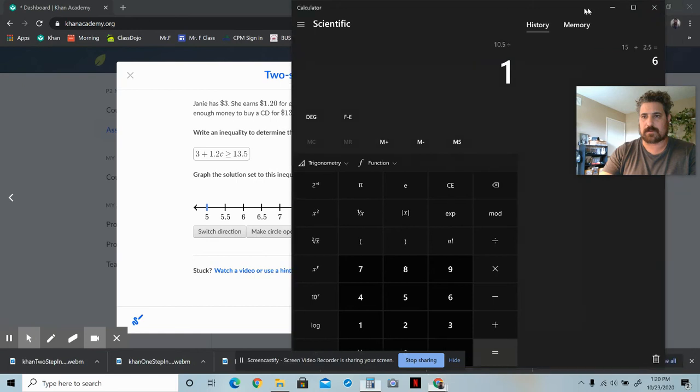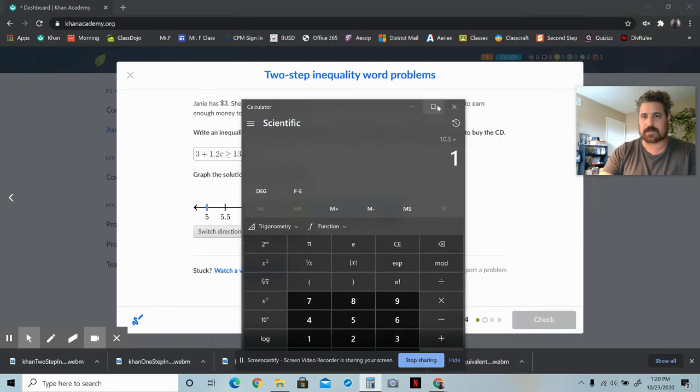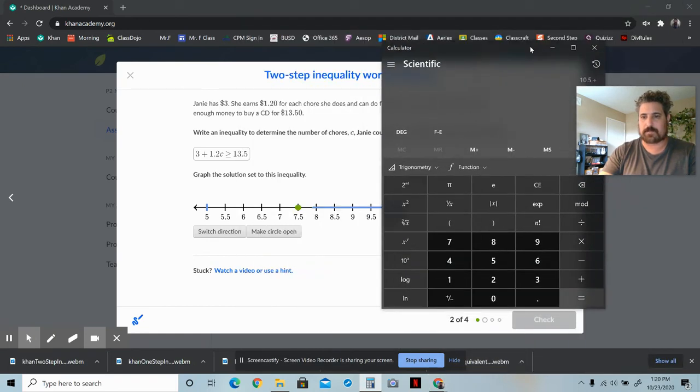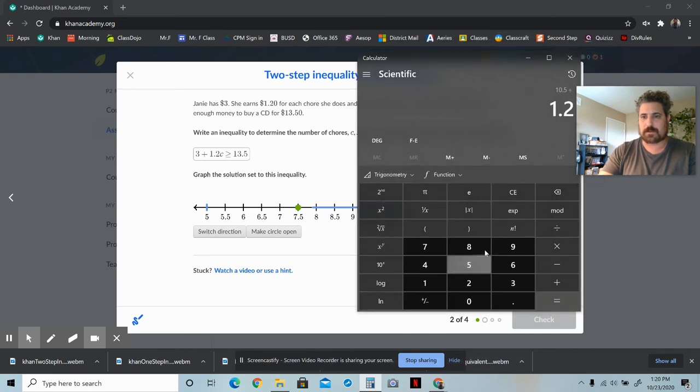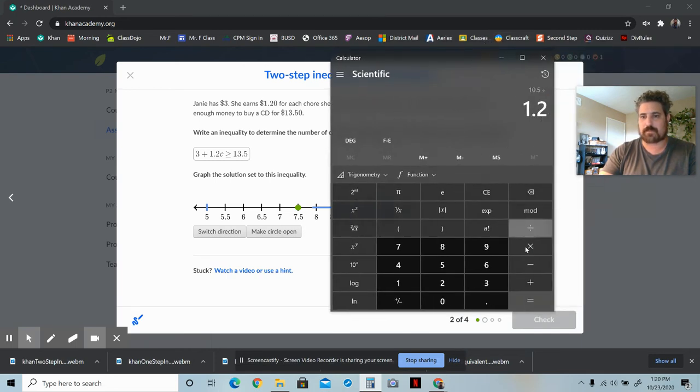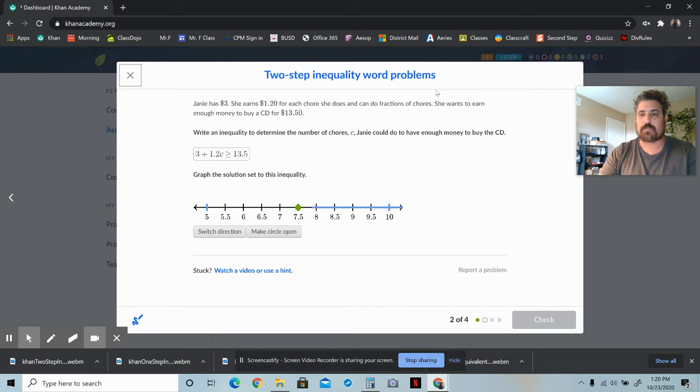Let me see if I can do that in a smaller way so it's a little easier for you guys to see. All right, you're going to divide that by the 1.2. So what we get is 10.5 divided by 1.2, and that's going to be 8.75. So what that's telling you is that she needs to complete 8.75 chores to get the amount of money she needs for this CD. So we got to start with 8.75 here. So that's 8, that's 8.5, that's 9. So 8.75 would be exactly halfway between 8.5 and 9.